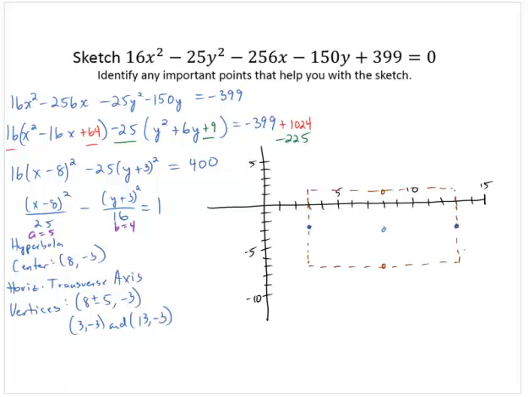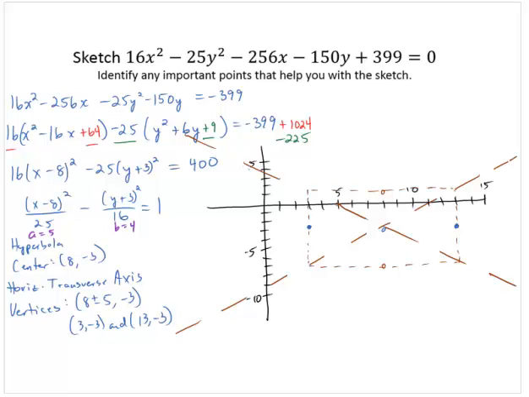And use the fundamental rectangle, drawing through the corners. Should go through the center as well, roughly, building the asymptotes. Alright, so there's our asymptotes, and we can now draw the curve.